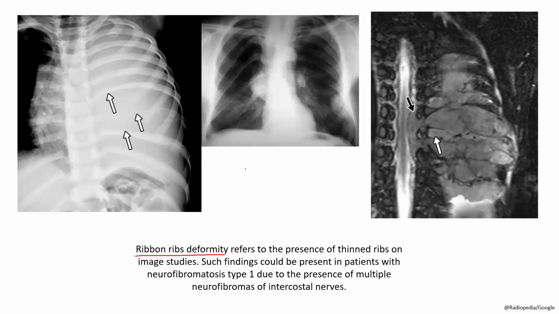This is a different patient, again showing similar ribbon rib deformity. You can see thinning of the ribs, presence of multiple soft tissue masses here, which represent neurofibromas.